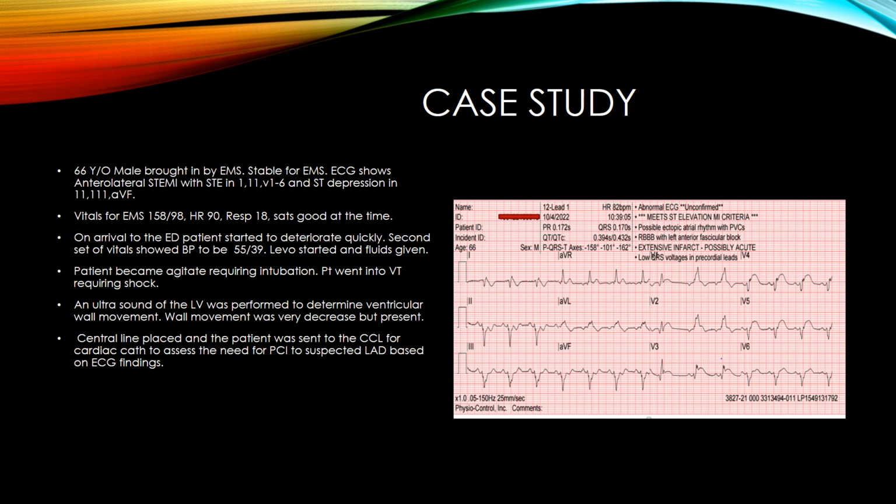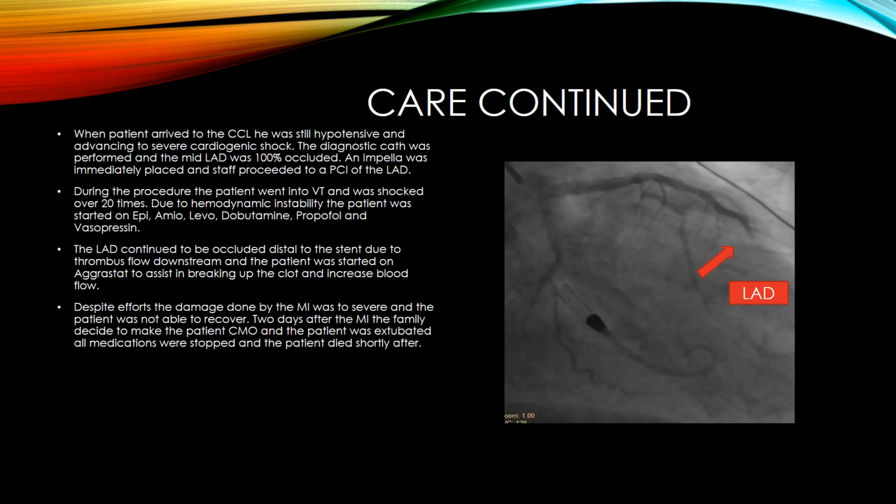So in the ED, they did place a central line. We did intubate the patient, like I said, and place the patient on Levophed, and then the patient was taken to the cath lab, where they were suspecting that this patient had an LAD blockage. When we arrived to the cath lab, the first thing we did was place an Impella for this patient because they were in cardiogenic shock. We did a diagnostic cath, which showed us that this patient had a 100% mid-LAD blockage.